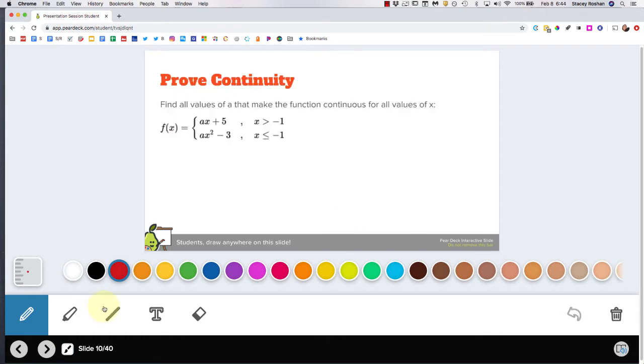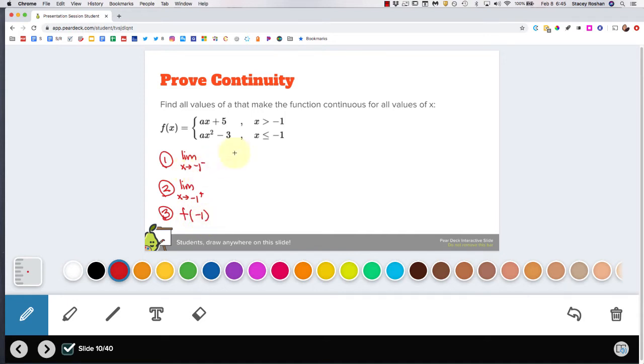To prove continuity, remember that you need 3 things. The limit from the left, and this is at -1 is our problem spot in this one. So the limit as x approaches -1 from the left, the limit as x approaches -1 from the right, and the function value at that point. We're going to do all 3.